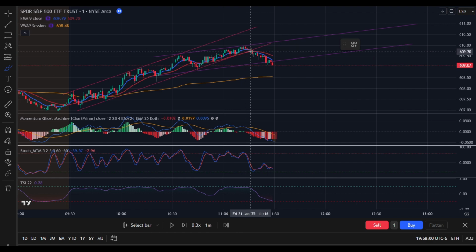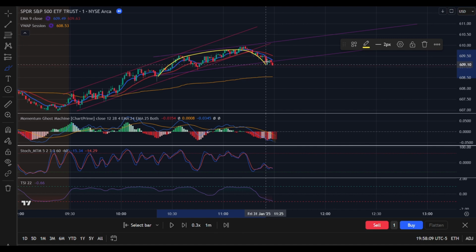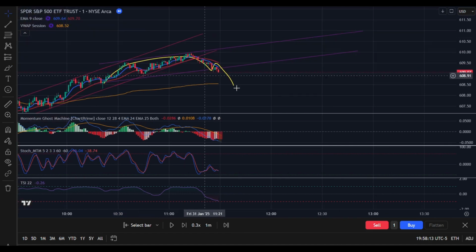Again, same thing right here. But now you see you have weakness coming in. So here's the setup. Like this. Like this. That's what you want to see, right? Let's see if that plays out.